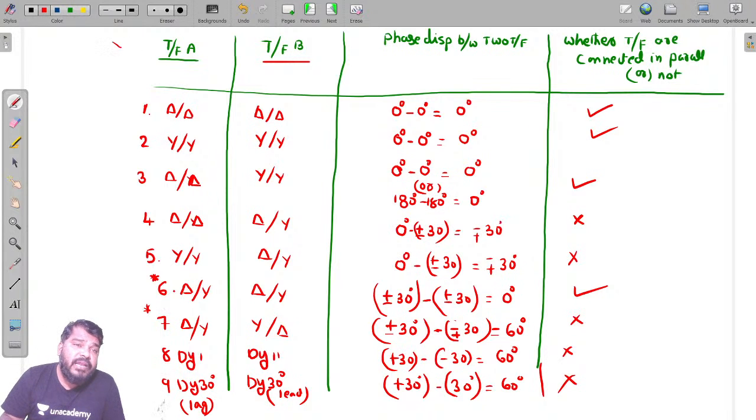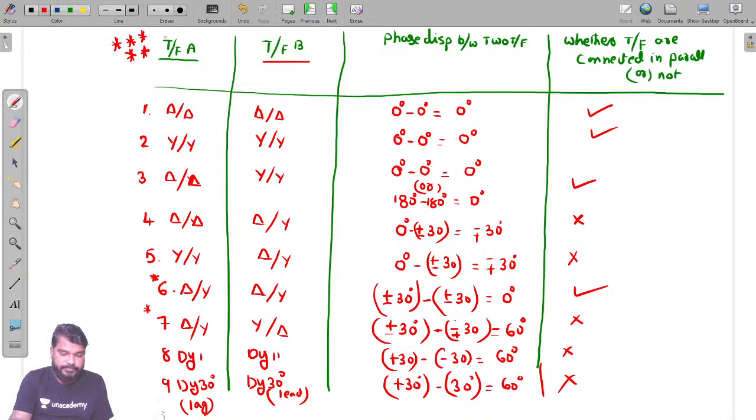So it is very important from the one mark point of view. So any two connections are given, whether these two are connected in parallel or not, okay, this is one of the questions in a competitive exam.